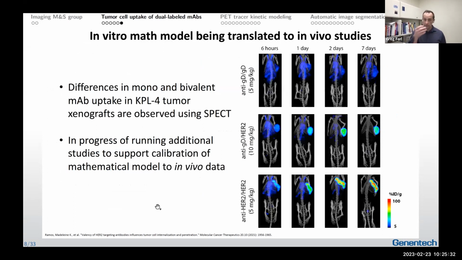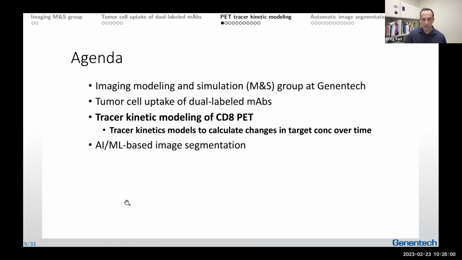And we also have SPECT data using the same approach where we simultaneously inject these mono and bivalent antibodies labeled with I-125 and indium-111. So some of this was published in the paper where the modeling is described, but we're in the process of running additional experiments to support the translation of that tracer kinetic model from the in vitro system to the in vivo system. So I think that's the last slide for this section.